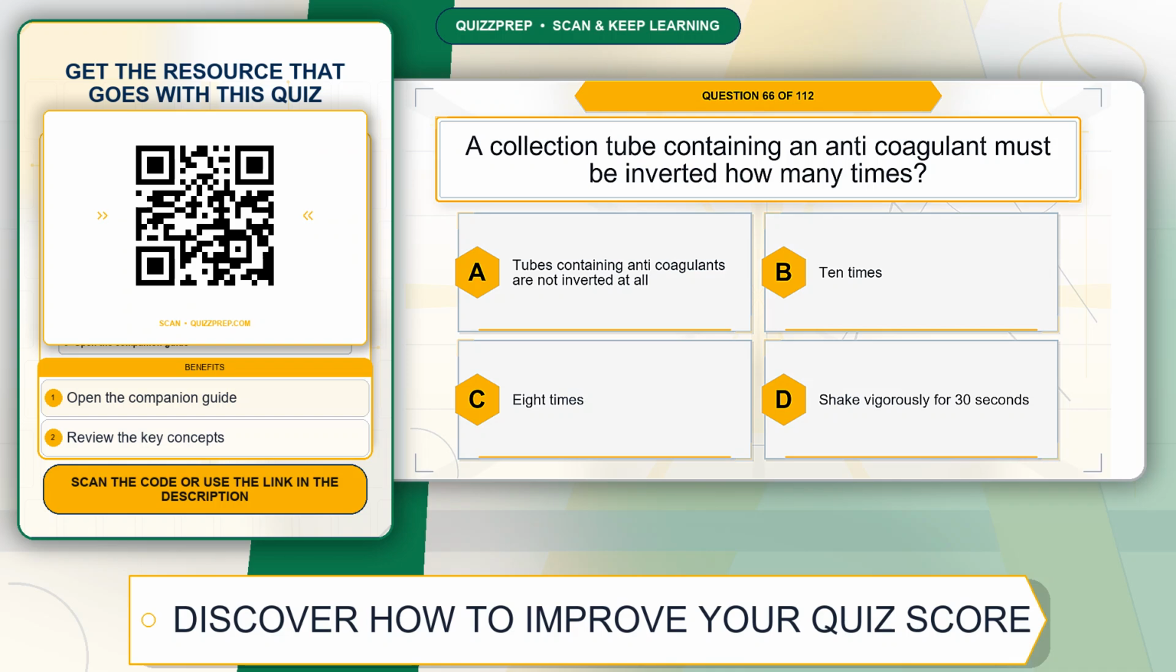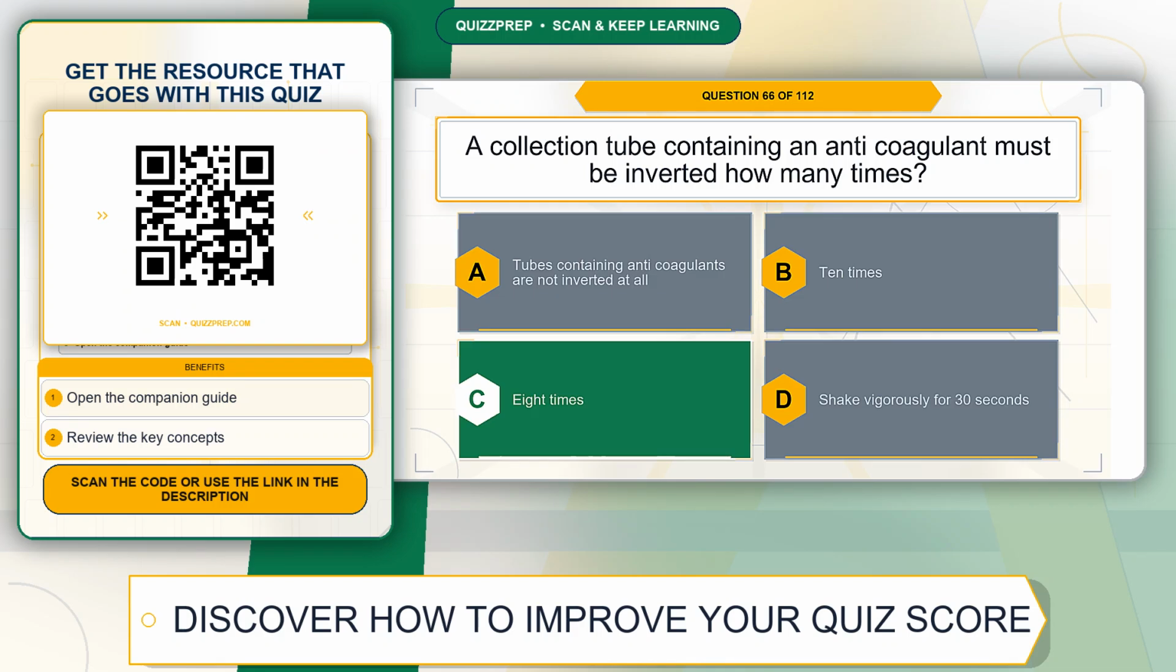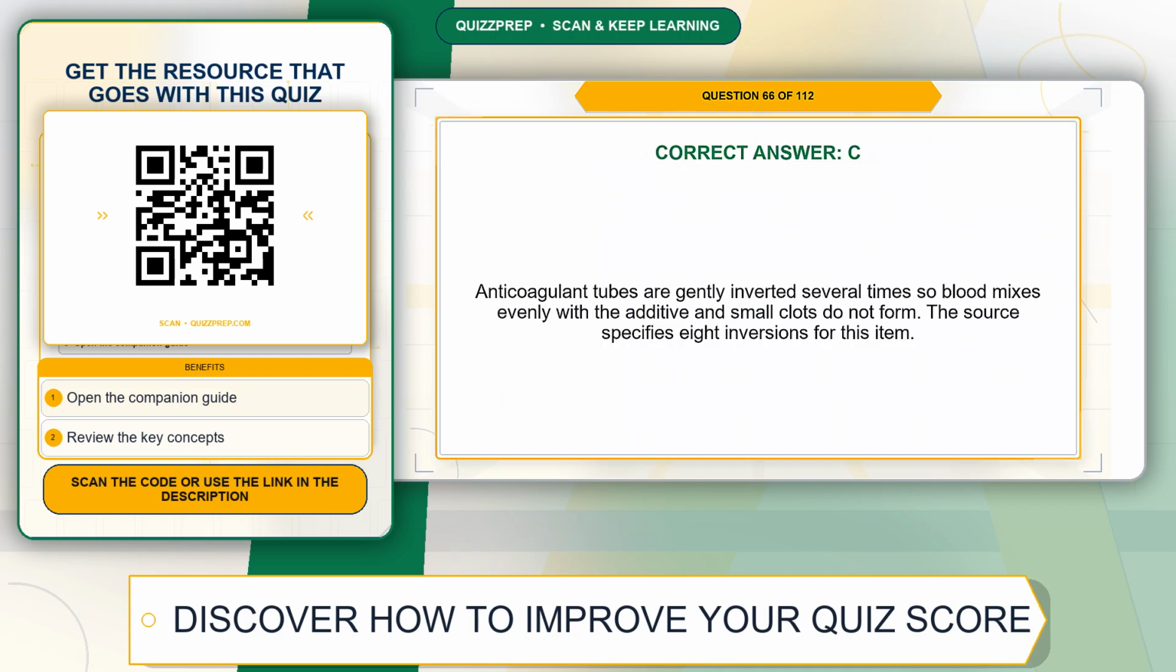Question 66. A collection tube containing an anticoagulant must be inverted how many times? Option A, tubes containing anticoagulants are not inverted at all. Option B, 10 times. Option C, 8 times. Option D, shake vigorously for 30 seconds. The correct answer is option C, 8 times. Explanation. Anticoagulant tubes are gently inverted several times so blood mixes evenly with the additive and small clots do not form. The source specifies 8 inversions for this item.